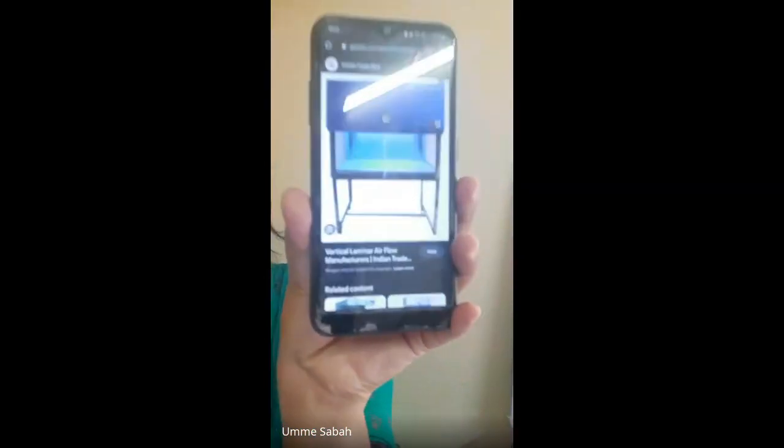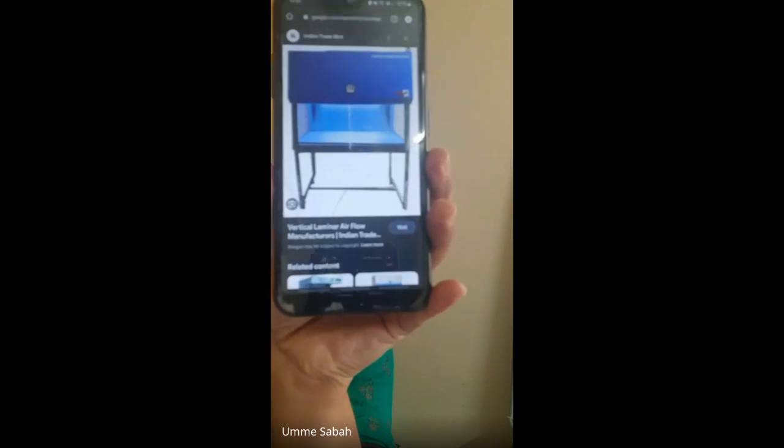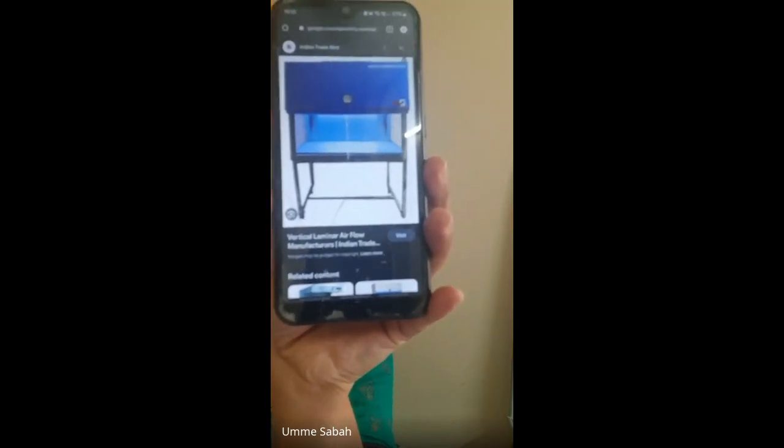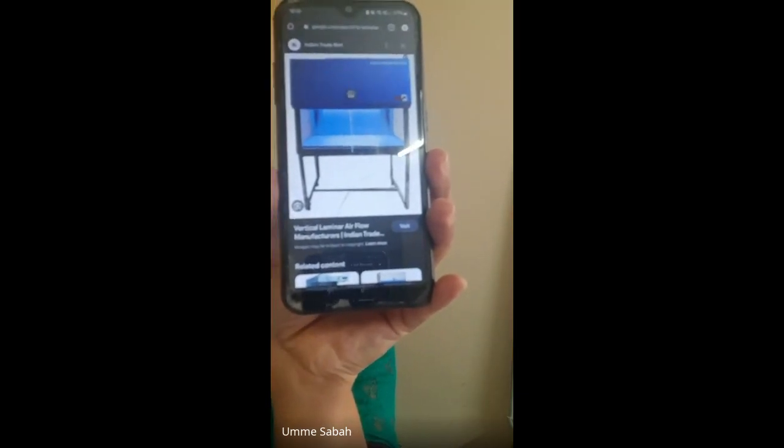Okay. Now, coming to media preparation, how media has to be prepared. For media preparation, one important thing is distilled water. Sir, you wanted laminar airflow. It is like this. Laminar airflow will be like this.